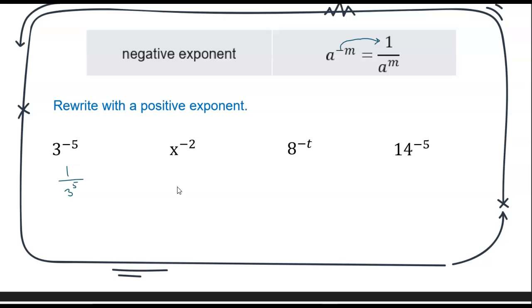Same thing here, x to the negative 2. We take the negative, rotate it around, it becomes a 1. We put everything else on the bottom, x squared, x to the positive 2. Next one, we take the negative out of the exponent, rotate it around, becomes the 1 on the top. Put everything else in the denominator, 1 over 8 to the t. And our last one, same process, take the negative, rotate it around, we get a 1 on top, and 14 to the 5th on the bottom.